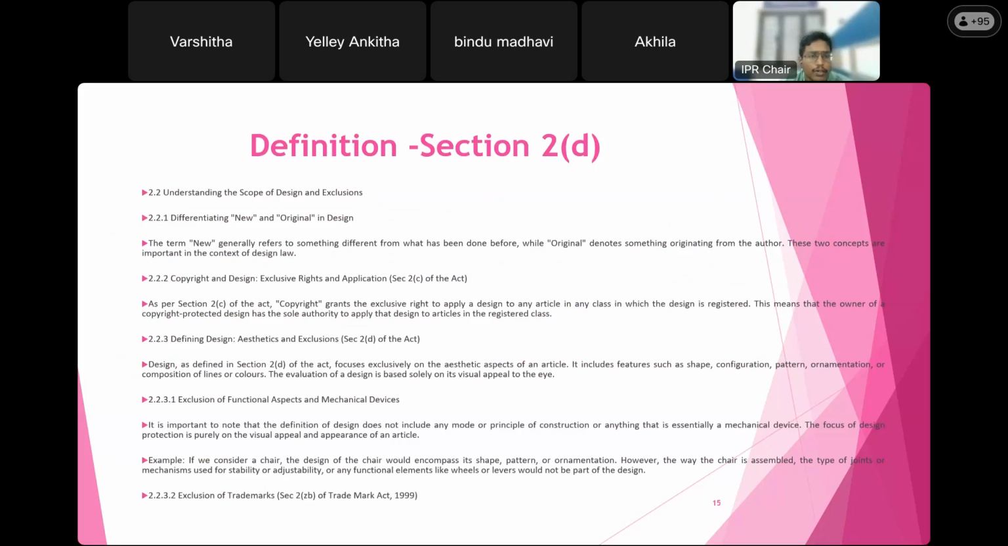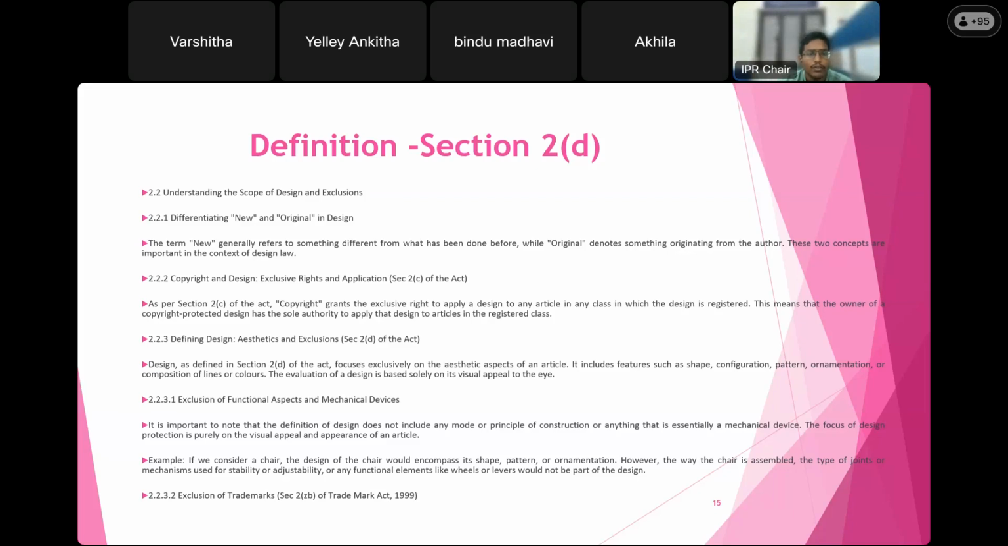If you want to protect your industrial design, it should be new and original. So what is new and what is original? Now we will discuss here. The term new generally refers to something different from what has been done before, while original denotes something originating from the author. So these two concepts are important in the context of design.